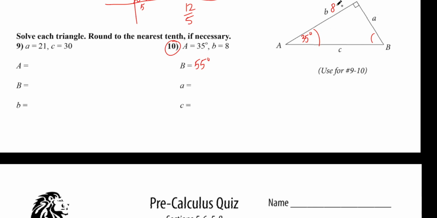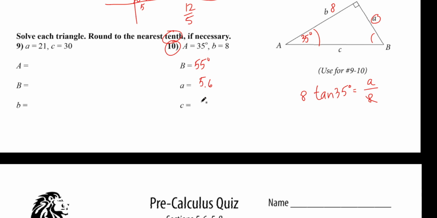They give me B, and you want to find A, at least on this one right here. So what do I got? I got opposite, and I got what? Adjacent. So which trig function are we going to use? Tangent. So tangent of 35 is equal to opposite, which is A, over the adjacent, which is 8. This is the easy math. Just multiply both sides by 8, plug that in your calculator, and you get about 5.6. And it does say round to the nearest tenth.